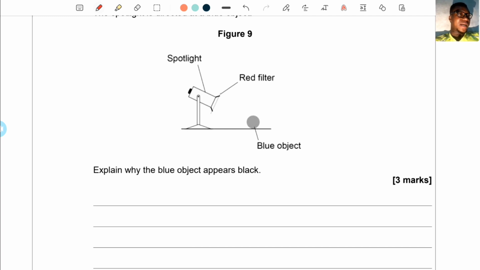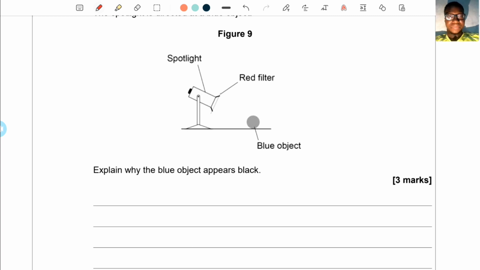So here now, the red filter is making sure that the wavelength of light falling on the object is that part of the red spectrum. So in this case, the blue object will just absorb that. There is no blue color, no wavelength within the blue spectrum, falling on the object.